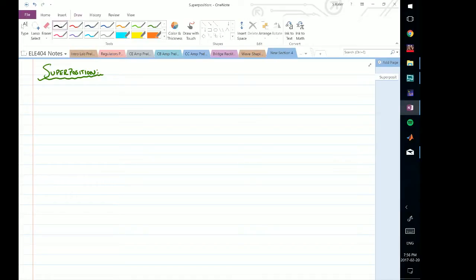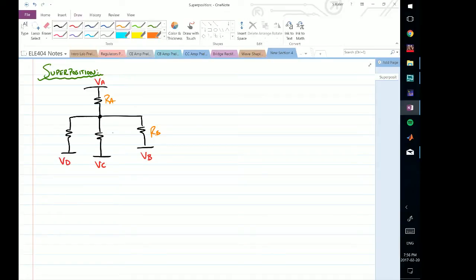So let's take a circuit, for example. Let's say I have a circuit as follows. And let's say I have this voltage source here, and let's say I have another voltage source here, and let's say I have another voltage source here, and let's say this is VA, and this is VB, and this is VC, and this is VD, and I'll call this RA, RB, and RC, and RD. Now imagine I'm interested in this voltage, let's call this Vx.